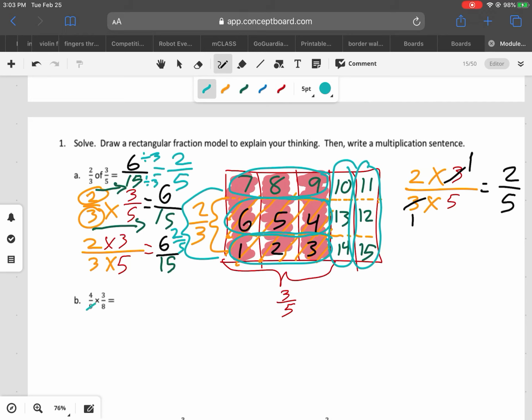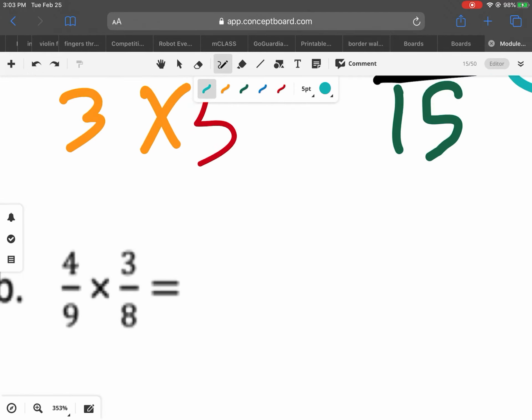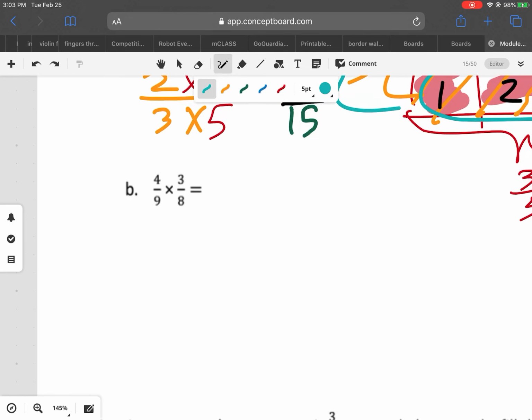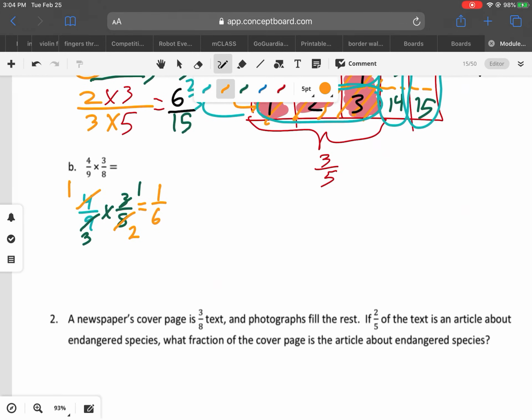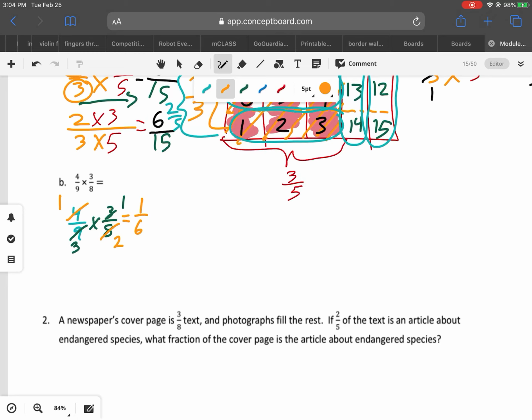Okay. Now looking at the next one, well, let me make it a little bigger so you can see. I'll write it again so we'll know for sure. 4/9 times 3/8. Well, I know that 3 goes into 9 3 times, and 3 goes into 3 one time, and I know that 4 goes into 8 2 times, and 4 goes into 4 one time. So I know my answer is going to be 1/6.